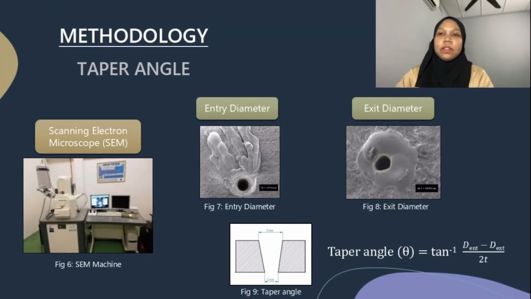Next is taper angle. Taper means to become smaller or narrower towards one end. It refers to a piece of material or a hole where its diameter decreases compared to the diameter on the other end. For measuring the taper of laser drill hole, the entry diameter and the exit diameter, as shown in the figure, were measured using SEM machine and inserted in the equation.